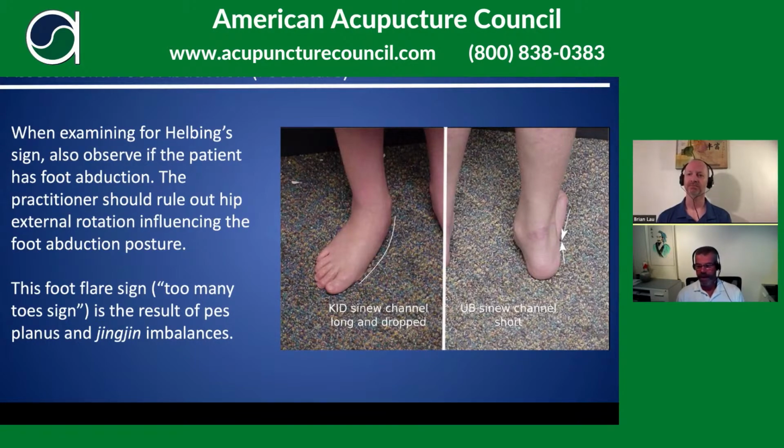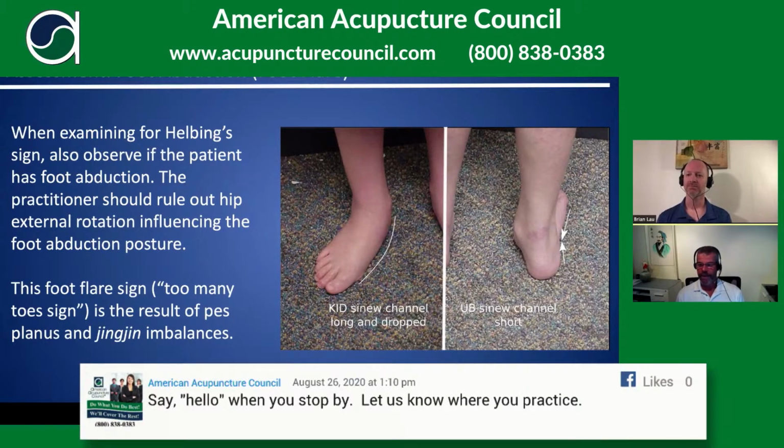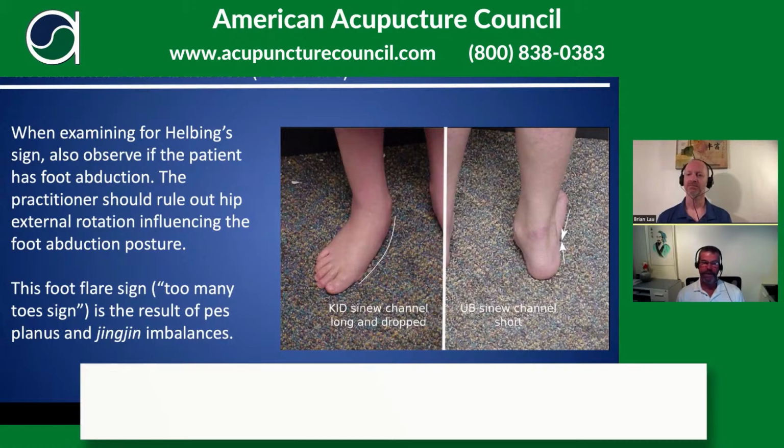Whereas on the other side, the Biao-Li, or the internal-external relationship to the kidney, being the urinary bladder sinew channel, is in a shortened position. So we're going to talk a bit more about how to be able to treat that.